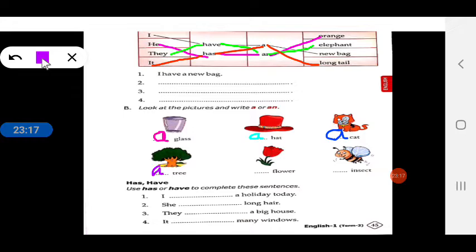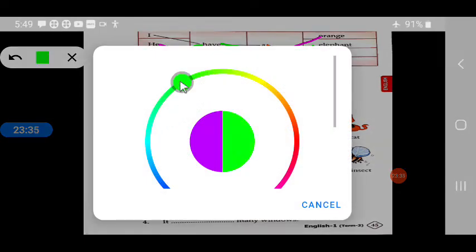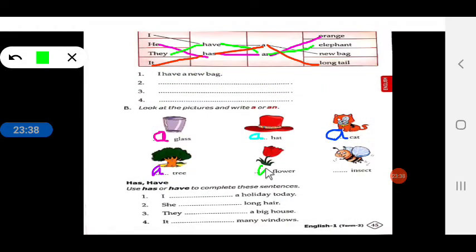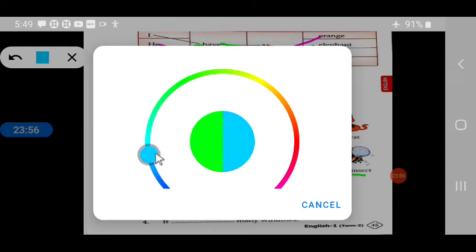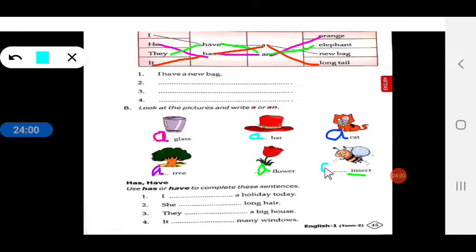Then the fifth one, dash flower. What is the first letter of the word flower? F is also a consonant sound, so I can write a flower. Then here, dash insect. What is the first letter of insect? I is not a consonant sound, it is a vowel. So before this word insect, we must use an: an insect. Have you understood, my dear students?